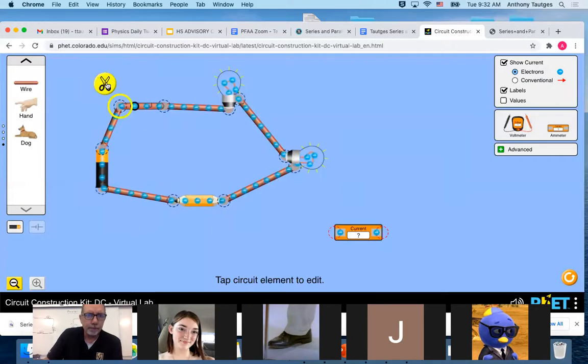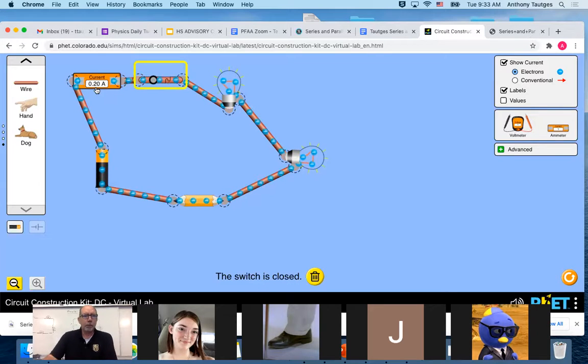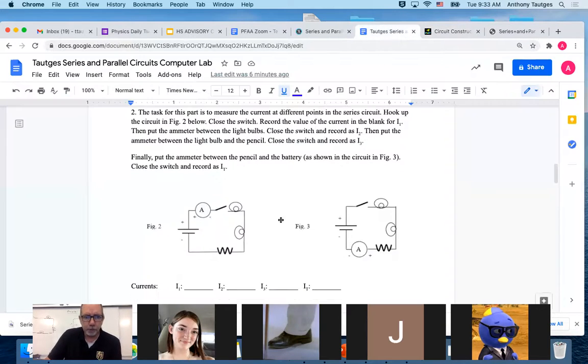So I'm going to cut this, pull that out of the way a little bit, and then we're going to put it right here, between the battery and the switch. Let's open the switch while I'm doing this. And then we close the switch, and we get a certain current going. All right, that's the current for there. Then we're going to open the switch, and there'll be a place to record this down here. Record the value for the current for I1.